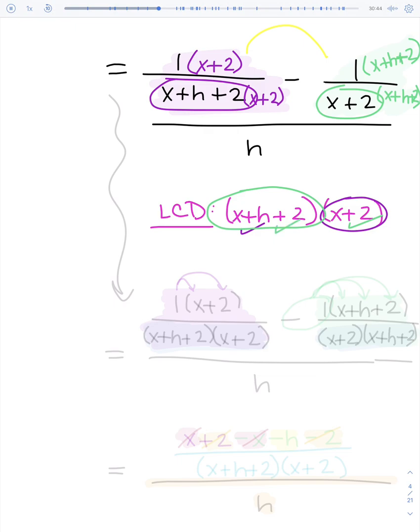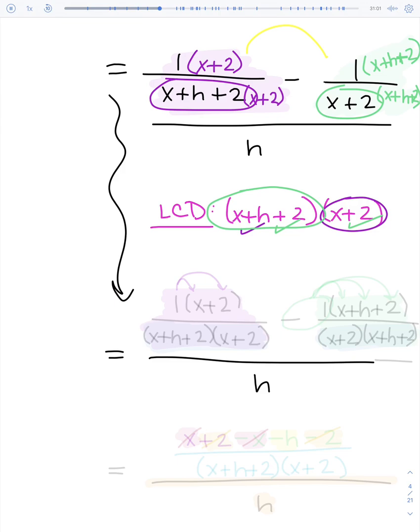Okay. So now I have both denominators on both fractions. So they have a common denominator. Let's rewrite this because it looks a little bit messy. So let's carry this down. I should have my common denominator now. I do have that big h on the bottom.